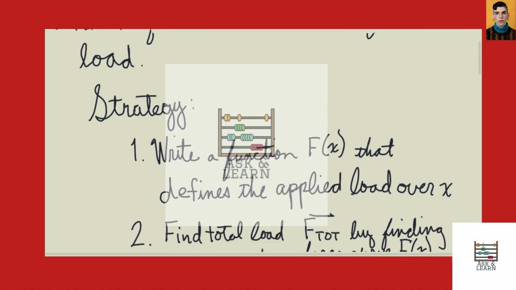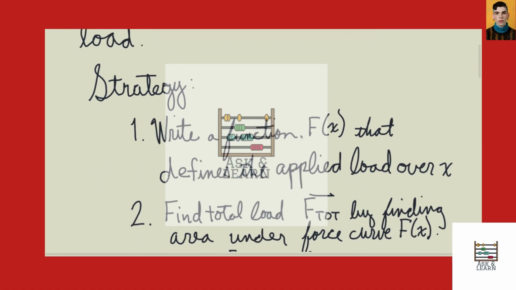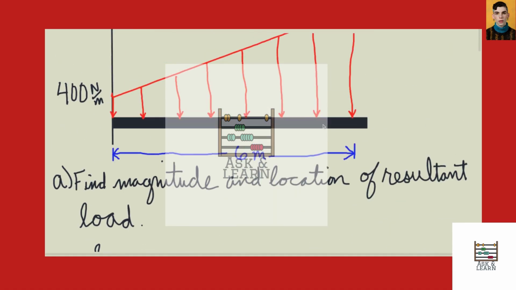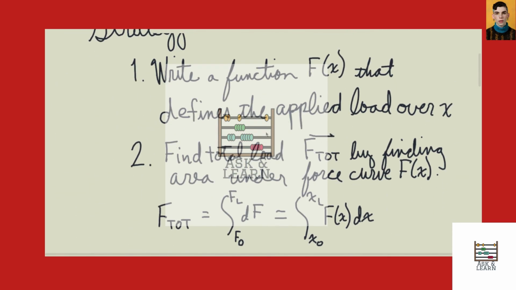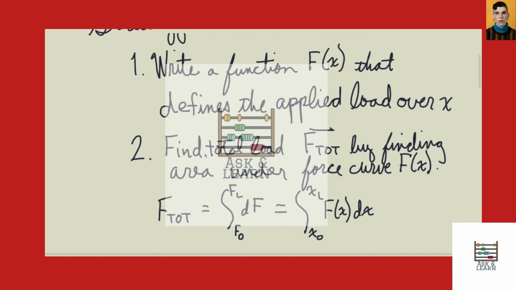We'll use the following strategy. First, we're going to write a function, f of x, that defines the applied load over the span of x. So we're going to find the equation of this line here, this increasing load line. Next, we're going to use that function of load over x to find the total load by integrating over x.